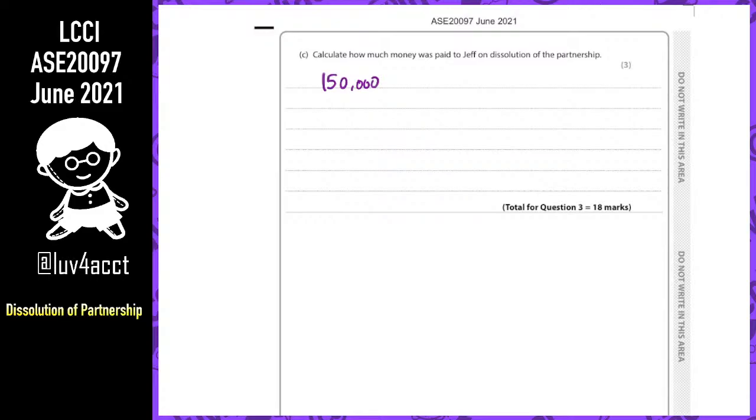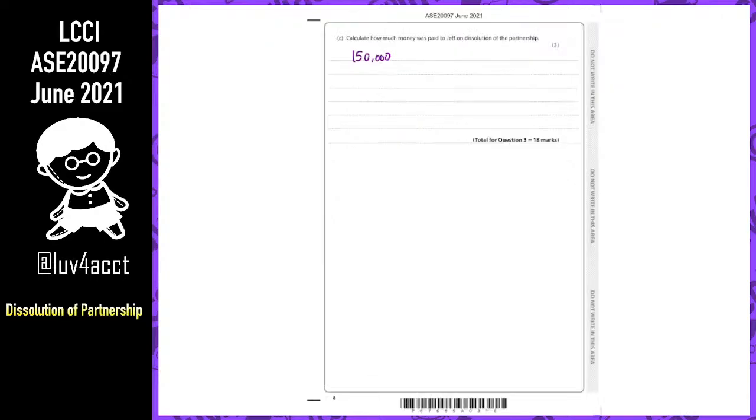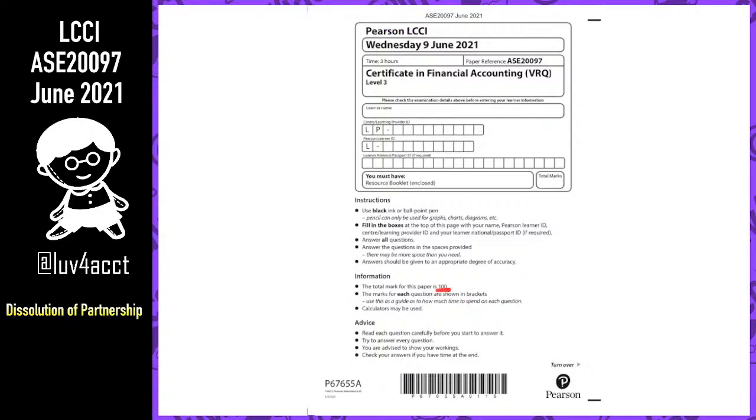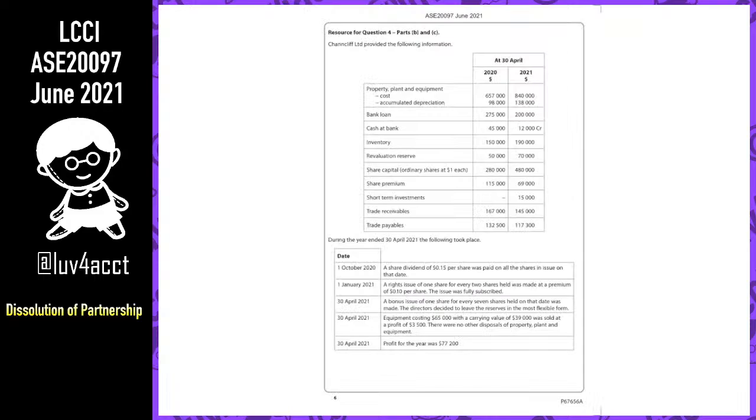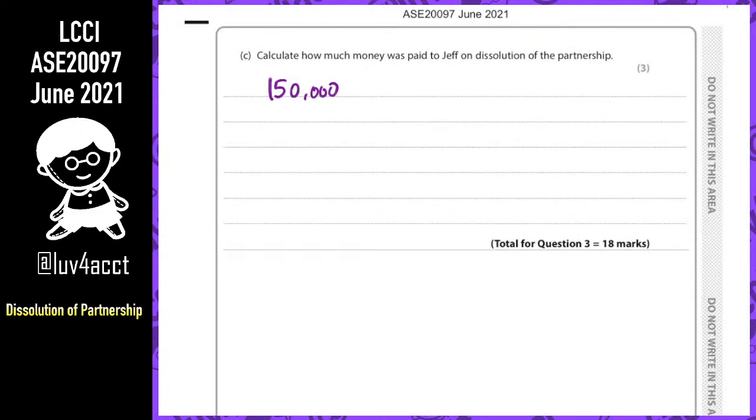So, 150,000 opening balance. What's next? What happened to my iPad? It's not working. Okay, wait. Okay, wait. Okay, so 150,000. What's next? Let me highlight it.